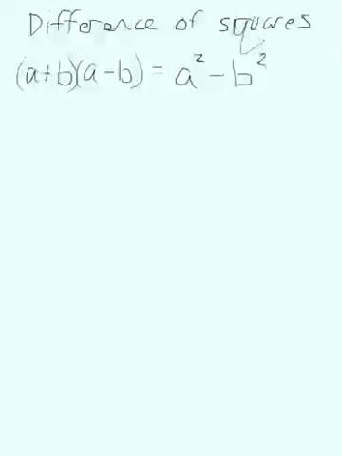This method, it's at the top, is called difference of squares. If you think back to chapter 4, when we had this, the shortcut was a squared minus b squared.